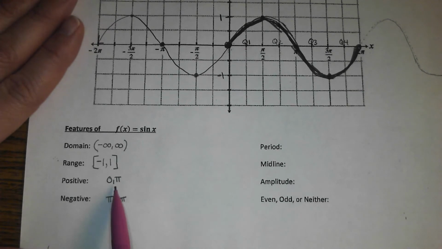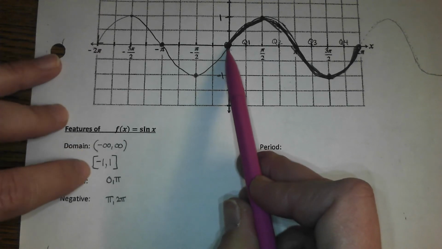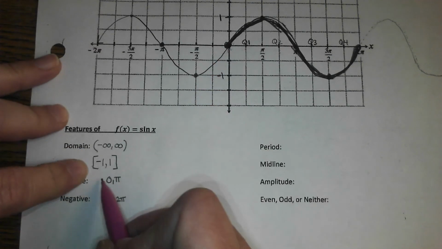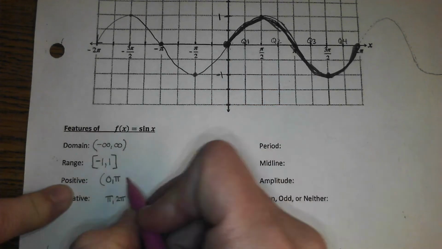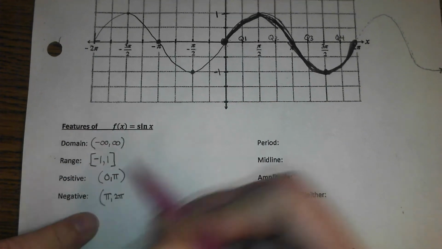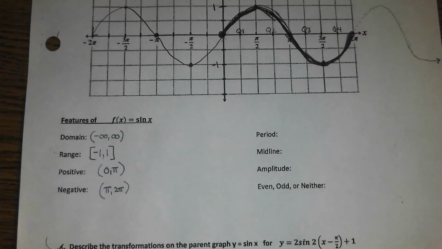Now, do these deserve parentheses or brackets? At 0, is it actually above the x-axis? No. At pi, is it actually above the x-axis? No. So it's not actually below the x-axis either there, nor is it at 2 pi. So those both have parentheses. Good? Any questions so far?